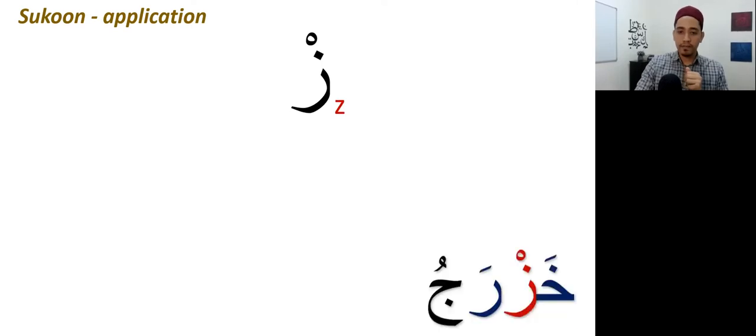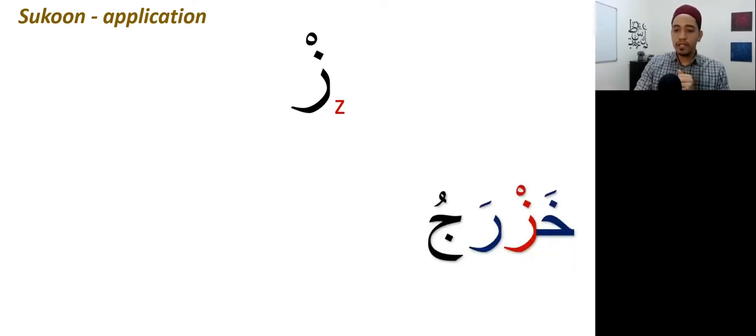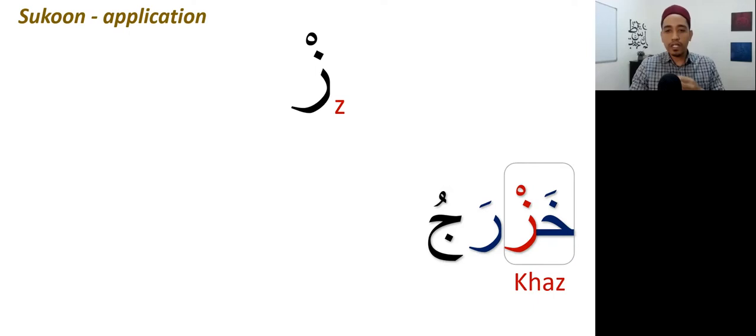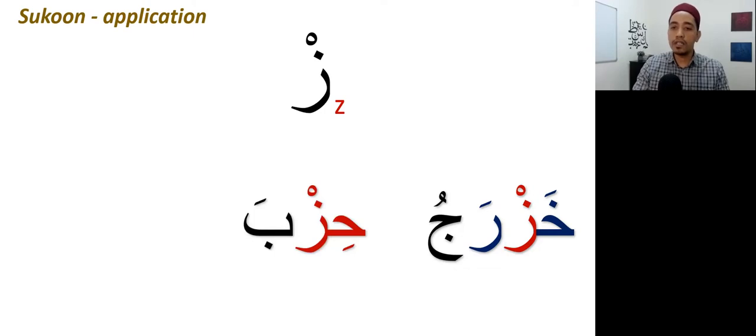The letter zay. Here we go. Remember, blue means kha, means in that sound a. So kha with the z sound, the zay with the sukoon, khaz. So notice that we still have to pronounce the kha in the ra, all the letters that have the a sound, like the ra, rock. Ra, kha, we still have to pronounce him in that way, with the sukoon as one unit. Khaz, khaz, and then ra, ju, khaz, ra, ju.